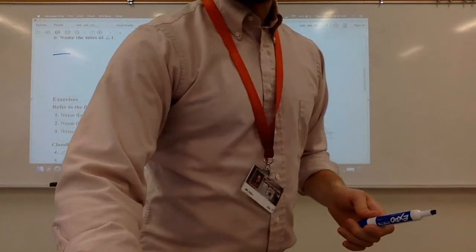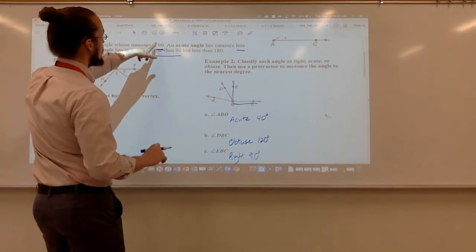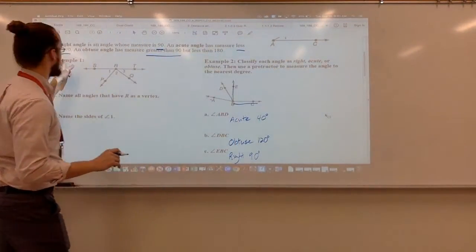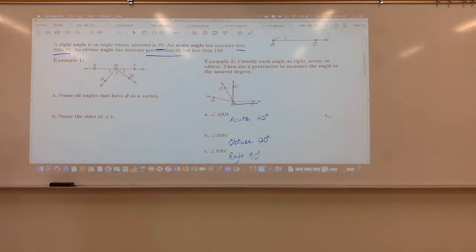So here, I'll scroll back up. That was just a right angle is 90, acute is less than 90, obtuse is greater than 90.